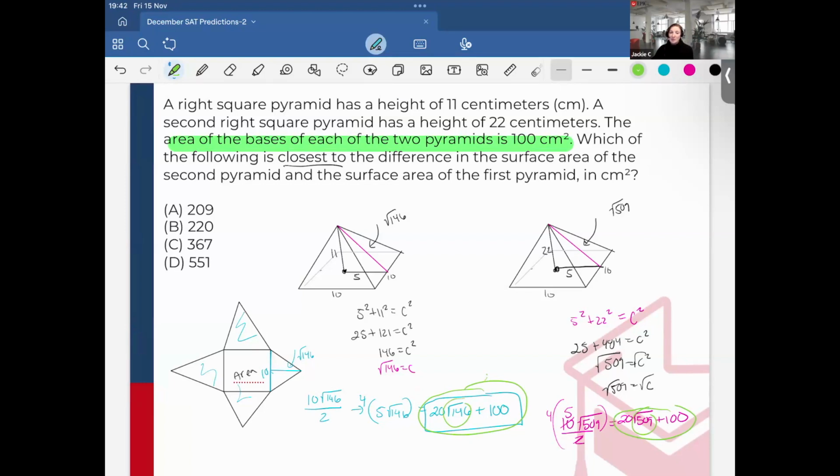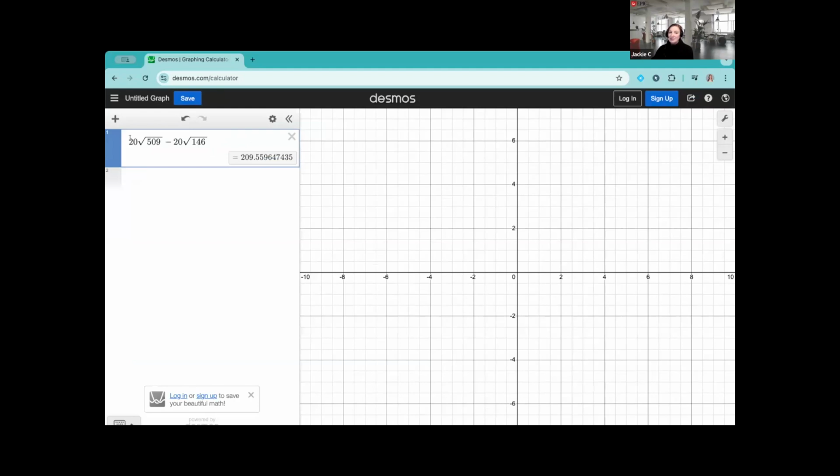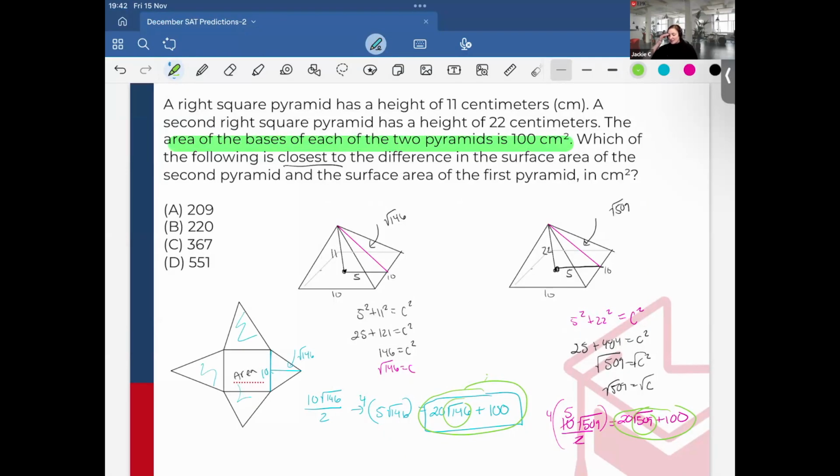And just to show, whipping out Desmos here. Oh my goodness, look at this. So 20 square root 509 minus 20 square root 146 is approximately 209.55. And looking at the answer choices, that would be closest to option A. So know your right square pyramids. They've been heavily frequented on exams, and then your life will be amazing. Okay, let's continue our journey.